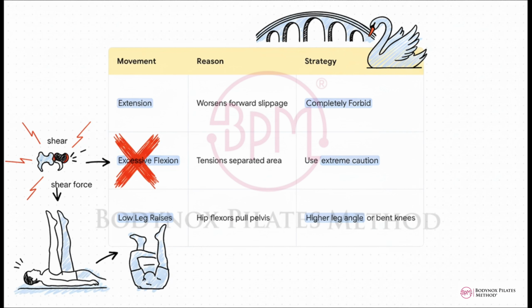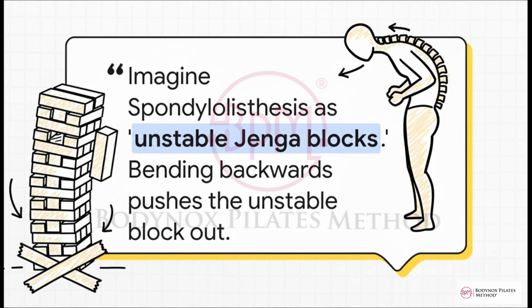We even have to modify things like leg raises because tight hip flexors can tilt the pelvis and just make that instability even worse. This analogy is just perfect. The spine is like a tower of Jenga blocks, and one of those blocks is already halfway out. Bending backward is like giving that unstable block another little nudge. So, what's our job? Before we even think about moving, we have to apply strong tape, and that's our deep core muscles to hold that entire Jenga tower together. For this client, stabilization is an absolute lifeline.